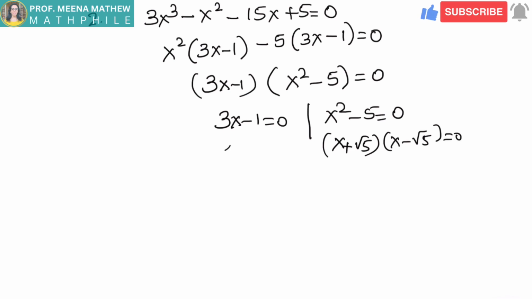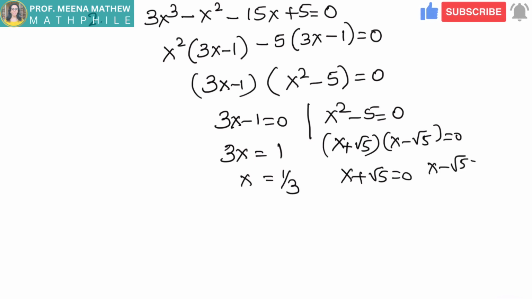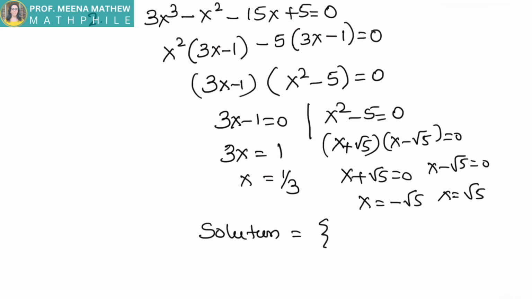Here 3x equals 1. So the x value is 1 divided by 3. Here x plus root 5 equals 0 and x minus root 5 equals 0. That is x equals negative root 5, x equals positive root 5. The solution is 1 divided by 3, negative root 5, root 5.